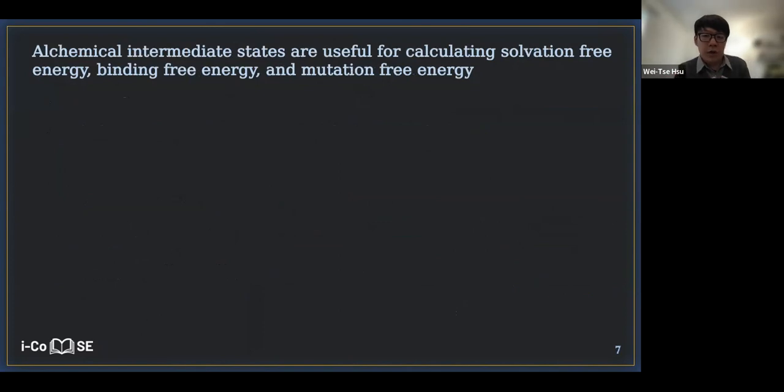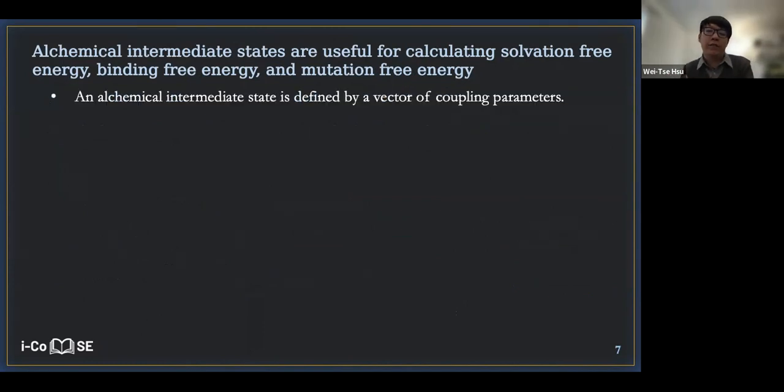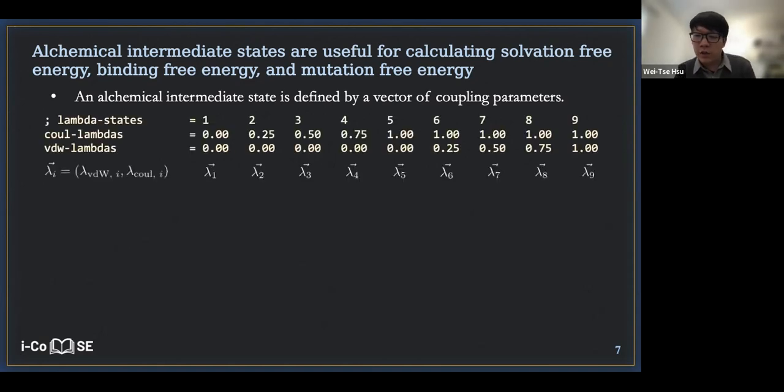In addition to the temperature space, we can also have the simulation sample the so-called alchemical space. The alchemical space is defined by a bunch of alchemical states, and an alchemical intermediate state is defined by a vector of coupling parameters. For example, here is a case where we have a two-component vector of coupling parameters. The coupling parameters represent the extent to which we turn on or turn off different non-bonded interactions or restraints.